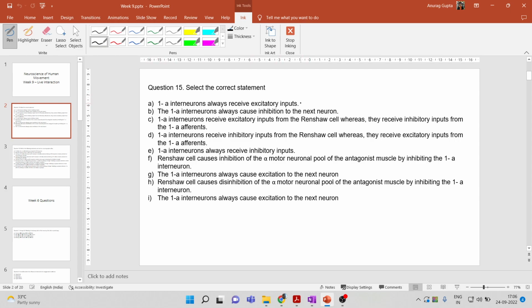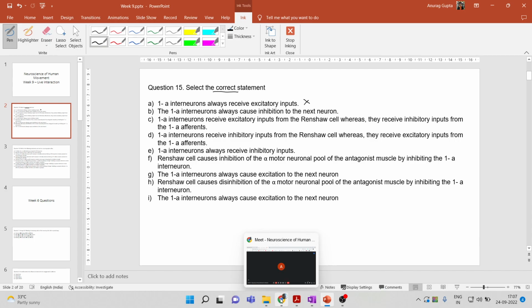This is not true because 1A interneurons receive both excitatory as well as inhibitory inputs. They receive excitatory inputs from the 1A afferents and they receive inhibitory inputs from the Renshaw cells. So we had seen that last week.